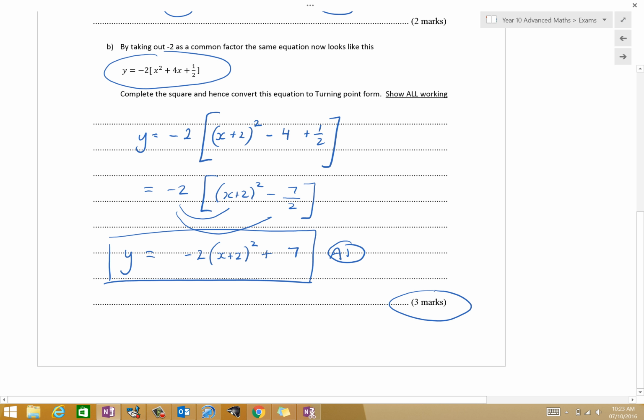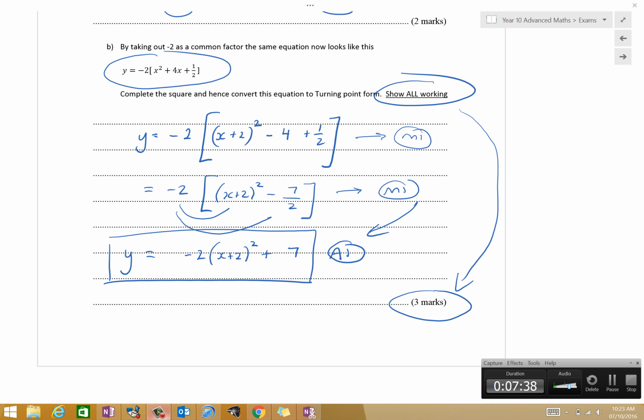And then I wanted to see some evidence there that you have done it correctly and simplified, because we know if you did it in a calculator you would be able to get that. But remember, if it says show or use algebra, show or working, we want to see that you know the method to get those 3 marks. All right.